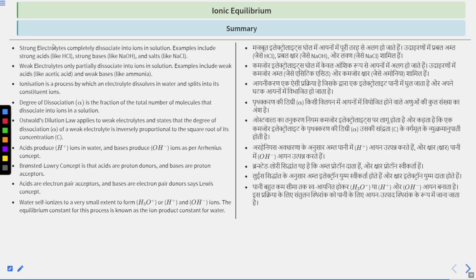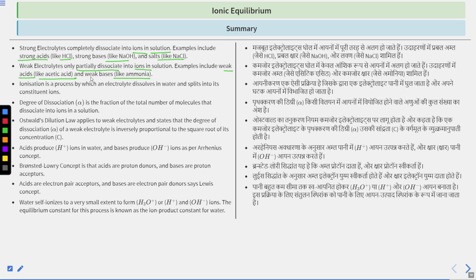Okay, so we are at our summary slide, and we will cover the major topics or the major concepts which we have studied. So strong electrolytes completely dissociate into ions in the solution. Examples include strong acids like HCl, strong bases like NaOH, and salts like NaCl. Weak electrolytes, on the other hand, only partially dissociate into ions in the solution. For example, it includes weak acids like acetic acid and weak bases like ammonia.